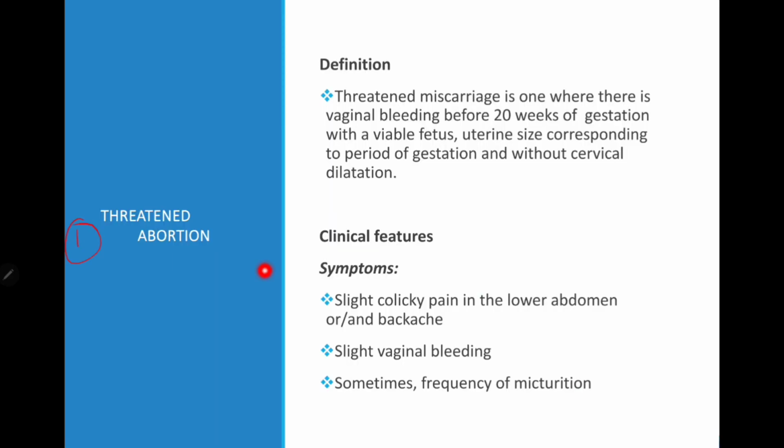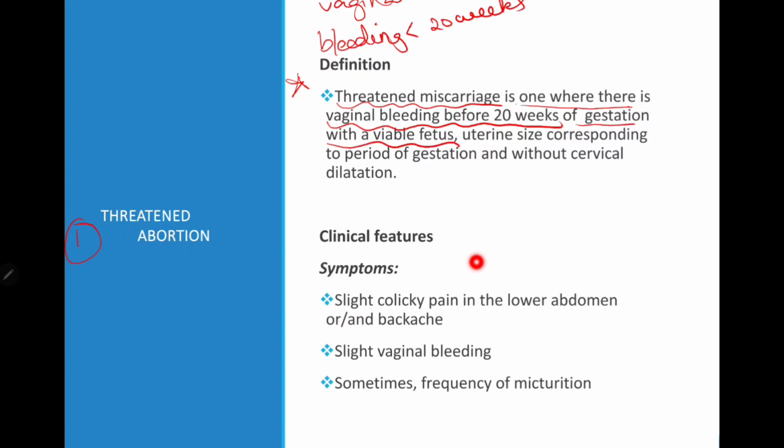So coming to the first one, very important, what is threatened abortion? As I already told you, threatened miscarriage is one where there is vaginal bleeding before 20 weeks of gestation with a viable fetus, uterine size corresponding to the period of gestation and without cervical dilatation.